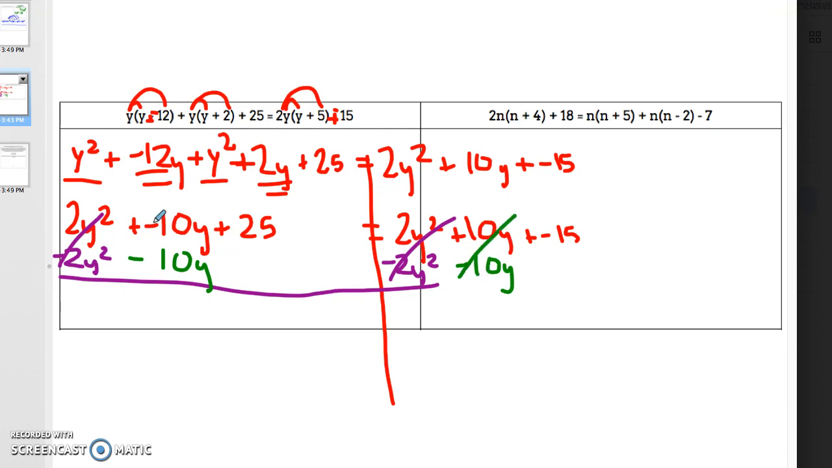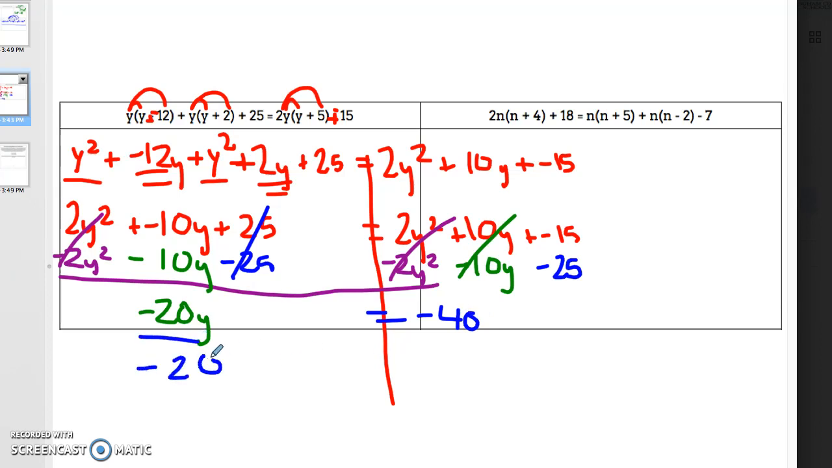So these are going to cancel. Negative 10 and negative 10 equal negative 20y. And I can lastly combine the single digit numbers. So if I subtract 25 on each side, I have that negative 20y equals, this is a total of negative 40. From here, I should be able to divide both sides by negative 20. And I find that y equals positive 2. So following all the same rules, I figured out what the value of y is.